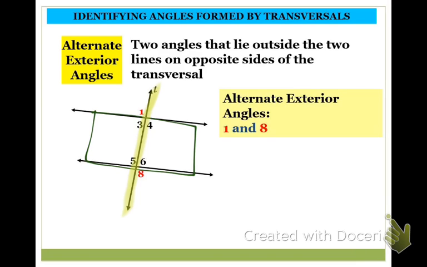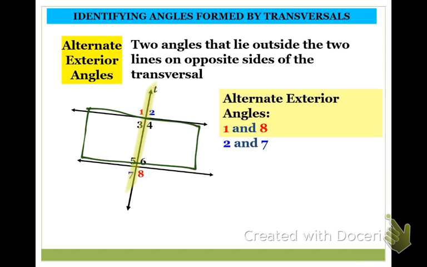Are both of them on the inside, outside, or neither of the box? What do we think? They're both on the outside. They have to both be on the outside to be exterior. If they're not, then they're not that type of angle. Okay? What do we think the next set of alternate exterior will be? We already have 1 and 8. 2 and 7. So again, they're on alternating sides of that transversal, and they're outside of the double lines. Okay, so 1 and 8, 2 and 7. Those are your alternate exterior angles.